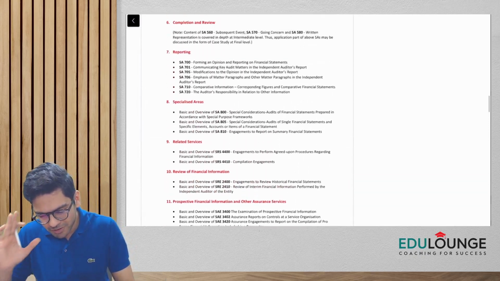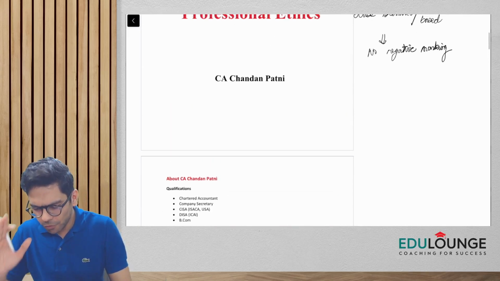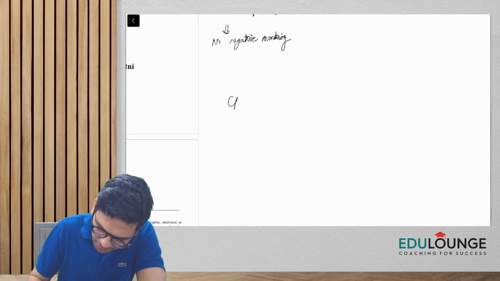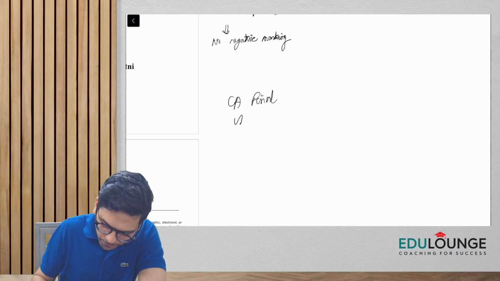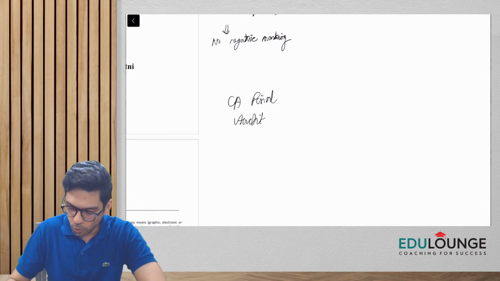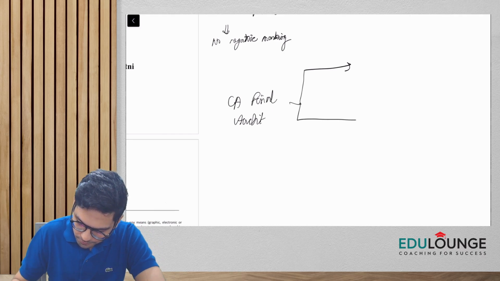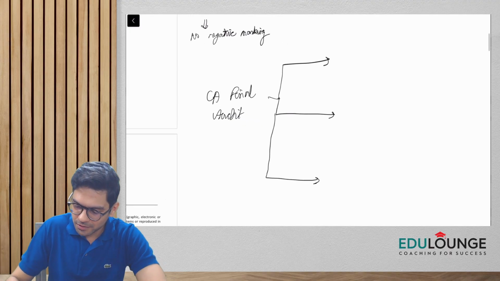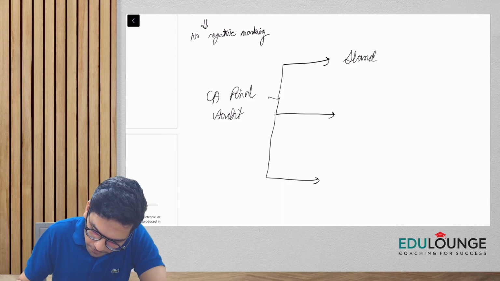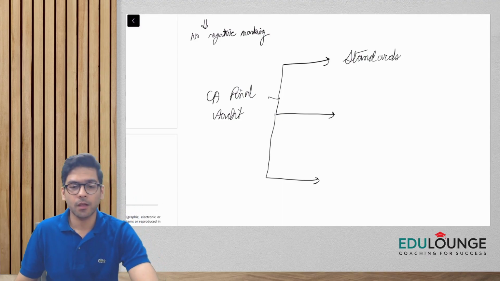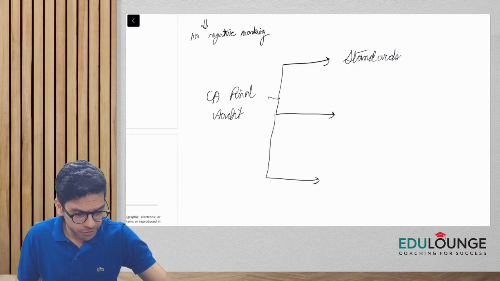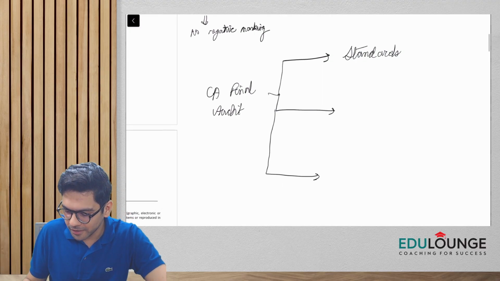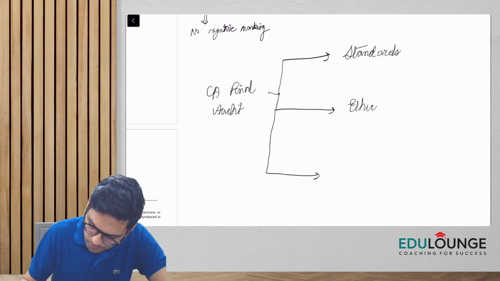But if I have to just summarize it, guys, for your basic understanding, I can divide the entire course of CA Final Audit under the new syllabus into three parts. The first part in our CA Final Audit course, as per the new syllabus, is going to be about the standards. Second, something called ethics, professional ethics.